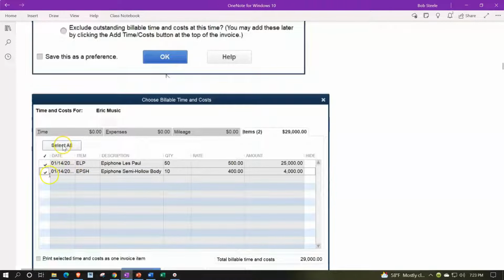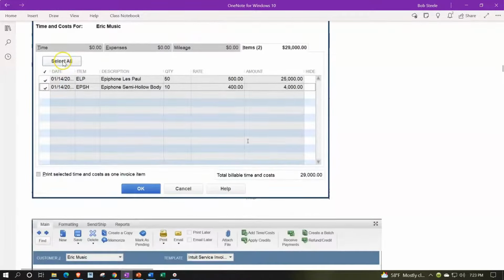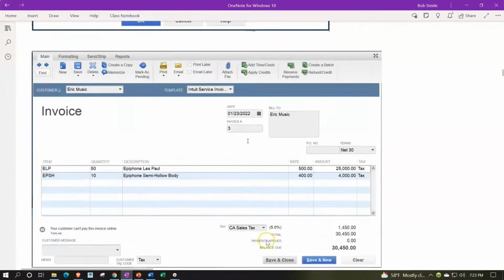There's the two billable items. We're checking them off in the items area. That means inventory items typically, and our invoice is populated directly from that kind of linked connection. So we've got Eric Music, we've got our ELPs, which is the Epiphone Les Paul. We got 50 of them, and the Epiphone semi-hollow body, 40 of them. That totals out with the sales tax to $30,450.